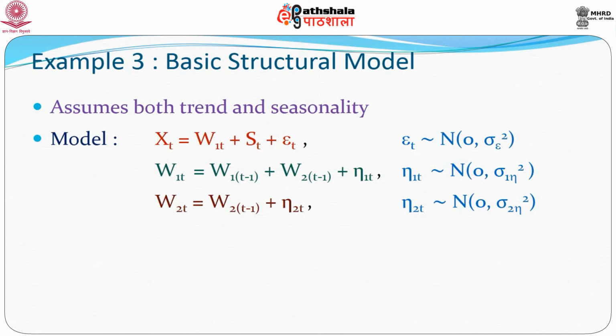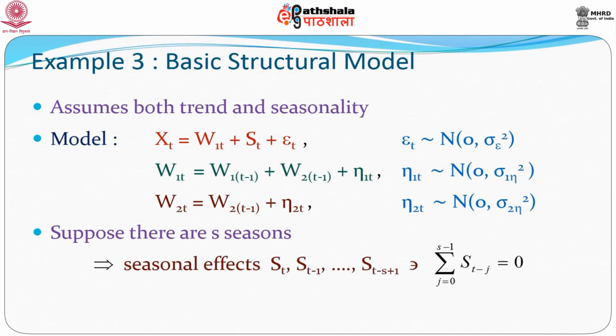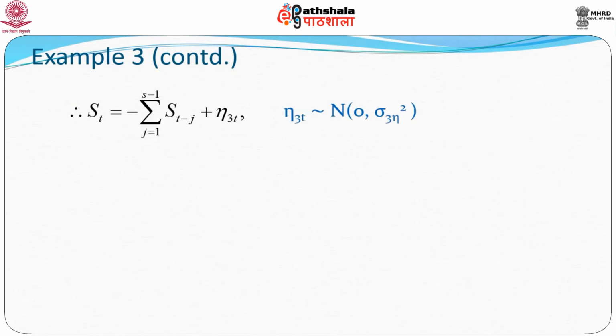Now, suppose there are S seasons and the seasonal effects are St, St-1, up to St-S+1. Mind you, St-S would be the same as St, because if you go back S seasons, you come back to the same season and you have only one seasonal effect standing for the season over different years. Also, we have the condition that the seasonal effects sum up to 0. So, there will be some plus effect, some minus effect in an additive model, and this will sum up to 0. Now, if we have this, then we can write St in terms of the other seasonal effects as minus summation j equal to 1 to S-1 of St-j, and we will add an error to this, eta 3t.